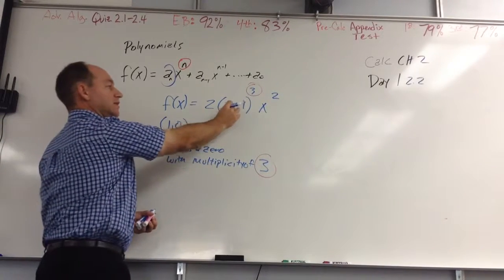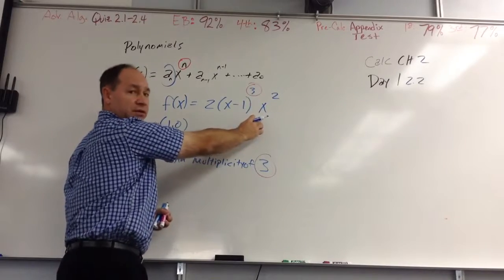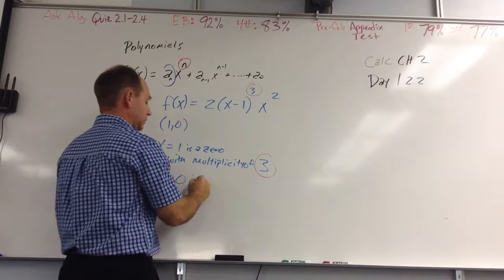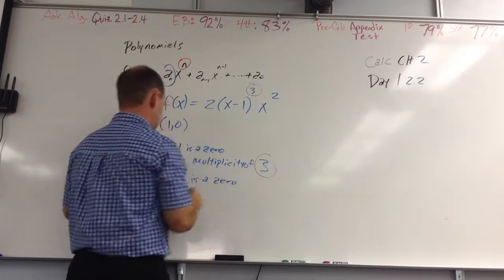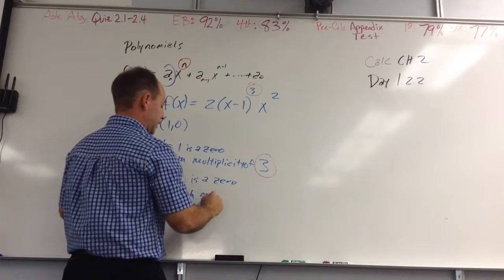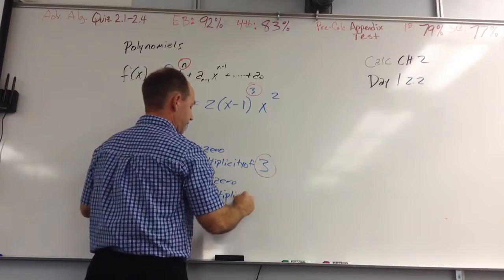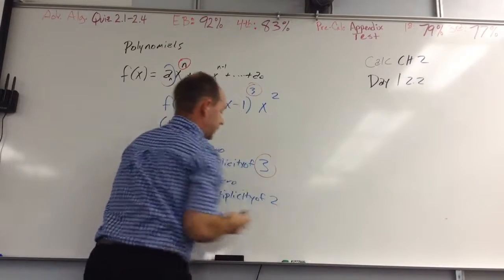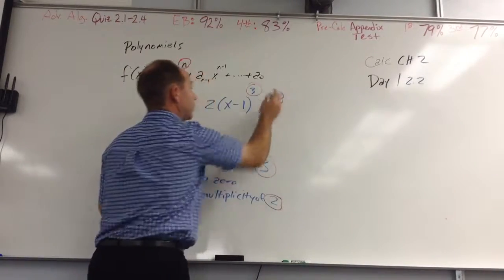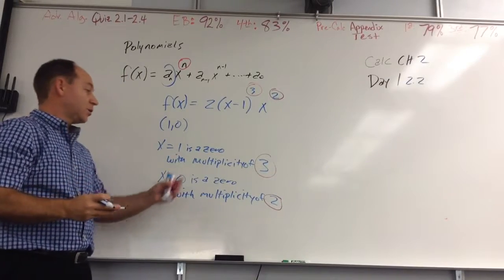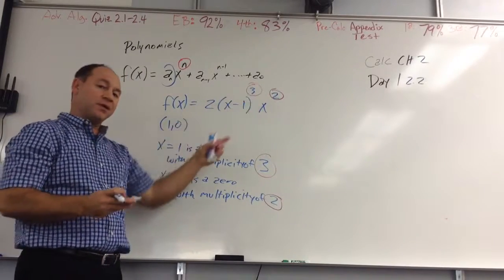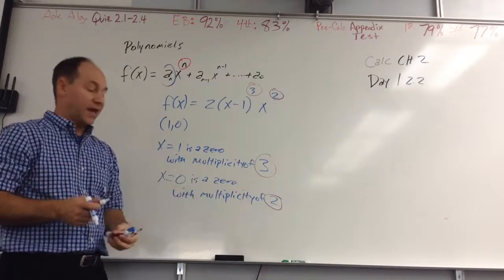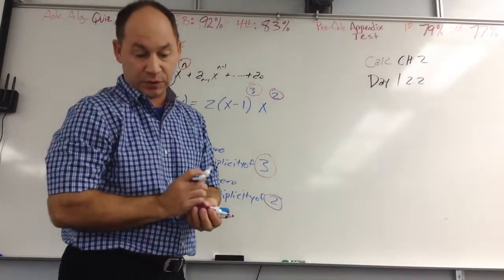So if you look at it, this is a 0. We'd only have 2 zeros of this function, but the degree would be 5. x equals 0 is also a 0, but that has a multiplicity of 2. Why is it 2? Because the exponent was 2 for that factor. So this could be a degree 5, but there could only be, say, 2 distinct zeros, but this one happens 3 times, and that one happens 2 times, and therefore we have a total of 5.